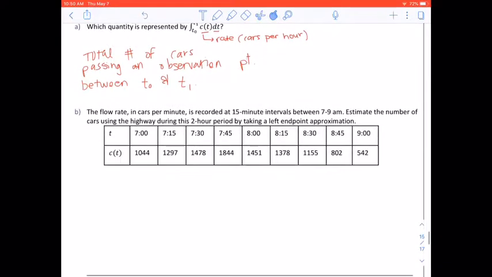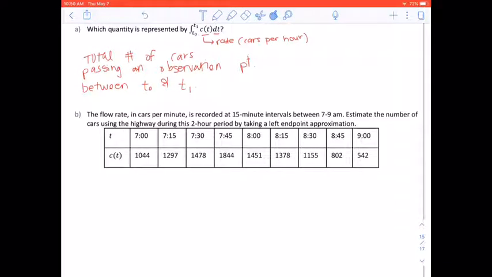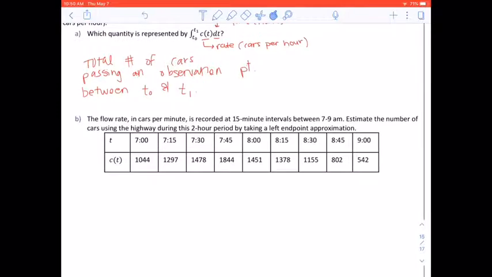The flow rate in cars per minute is recorded in 15-minute intervals between 7 and 9 a.m. Estimate the number of cars using the highway during this 2-hour period by taking left endpoints. So make sure you guys notice it does say left endpoint approximation.